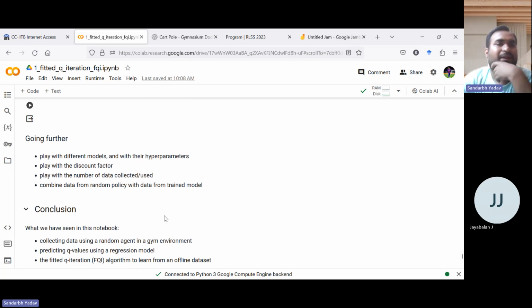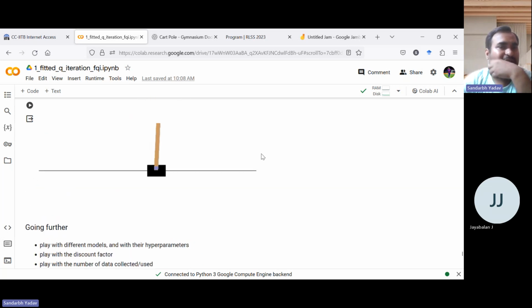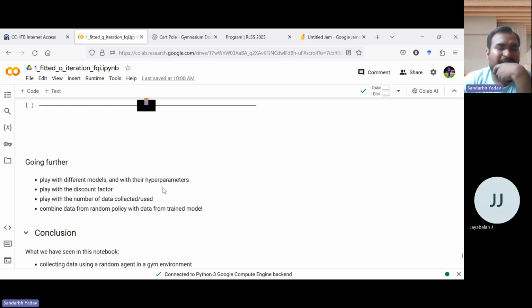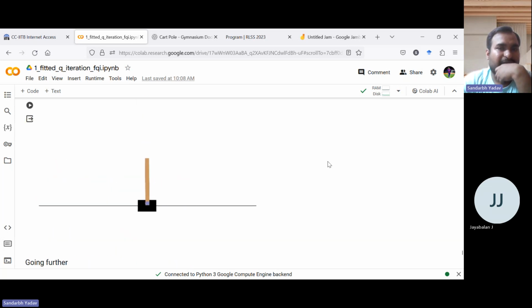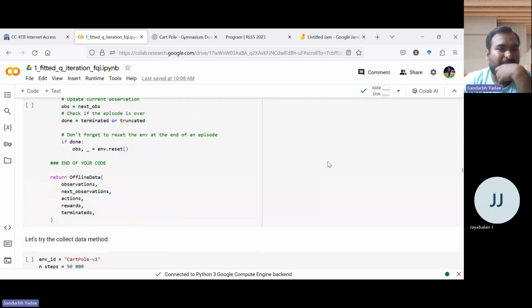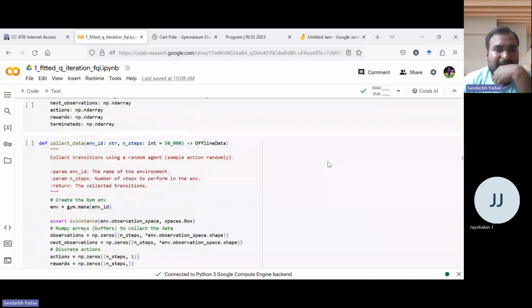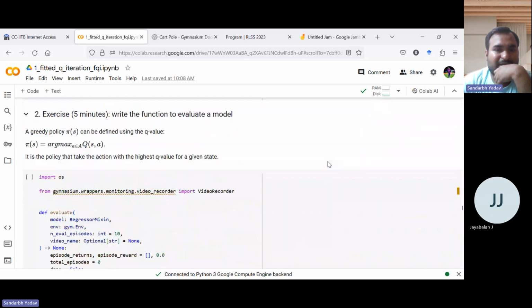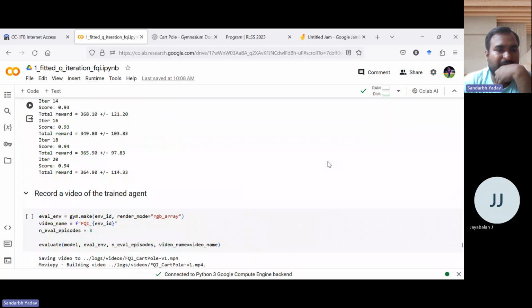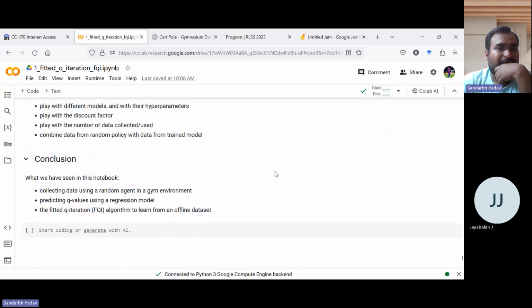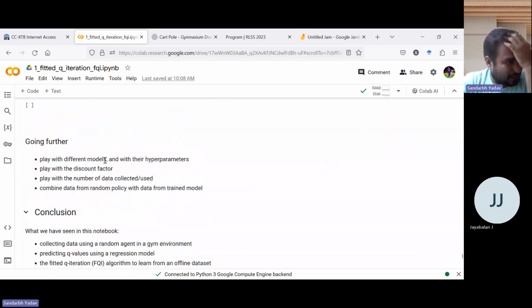So this is the basic fitted Q iteration, which I have taken from GitHub of that person, and this is from another summer school. I have explained the fitted Q iteration, but there are a lot of comments and everything. So you can read through them also and gain more insights. And beyond this, you can do something more. You can play with different models. These guys use a k-nearest regressor. You can use a neural network and play with their hyperparameters also.